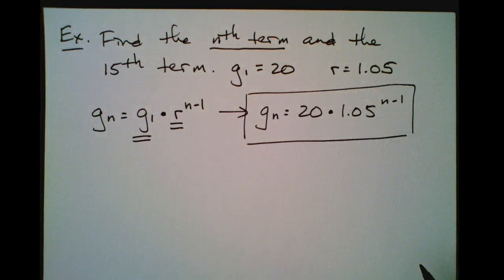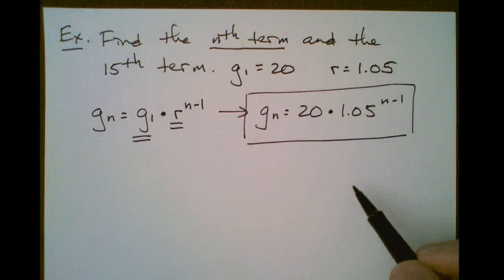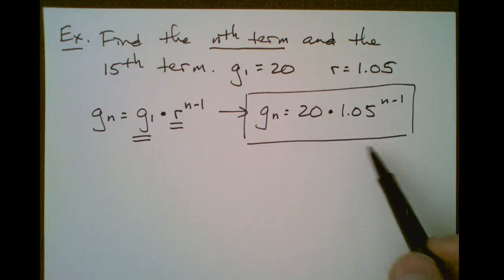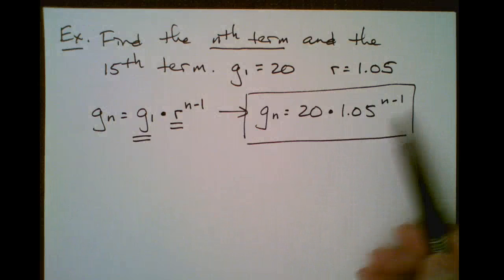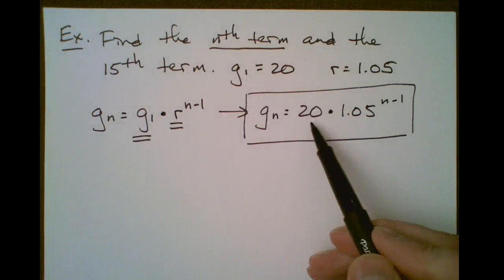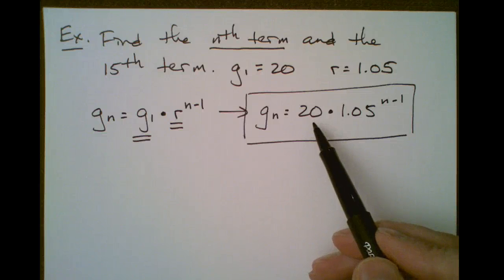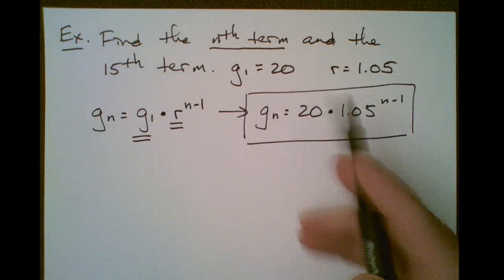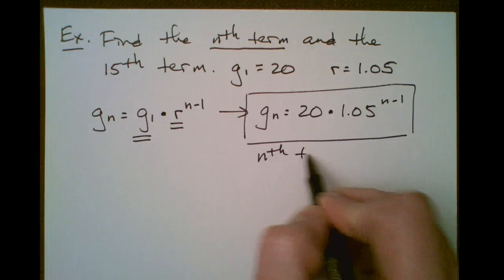With the arithmetic sequence, we had to do a little distributing and combining like terms. Here, you're just going to leave it like this, because if you remember order of operations, we have to do the exponent first, then we'll multiply by the 20. Alright, so this is the first part. This is the nth term.